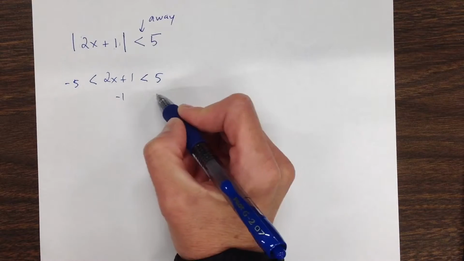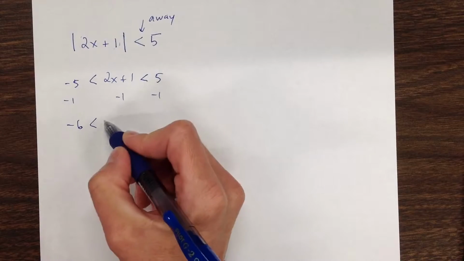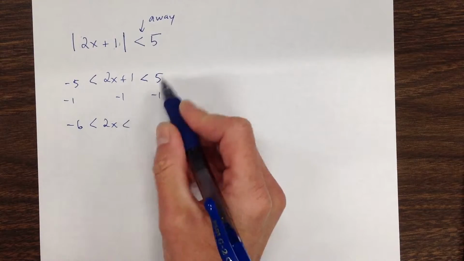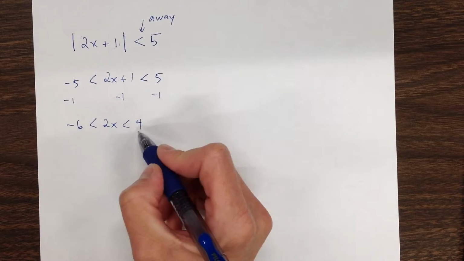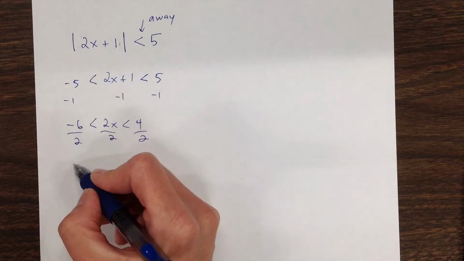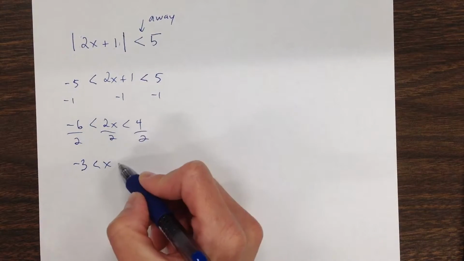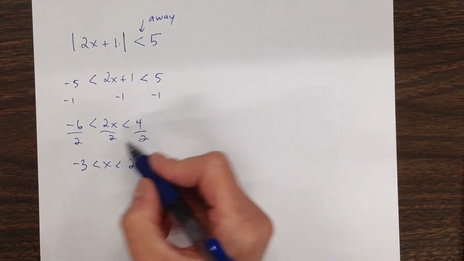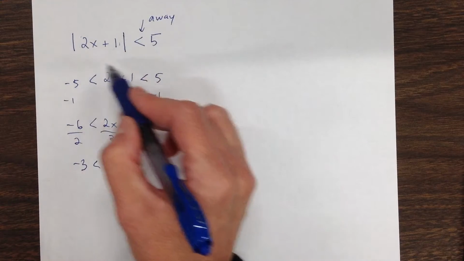So then we subtract 1 from each side. We get negative 6 is less than 2x is less than 4, and divide each part by 2. So we get negative 3 is less than x is less than 2. That means every value of x between negative 3 and 2 solves this inequality.